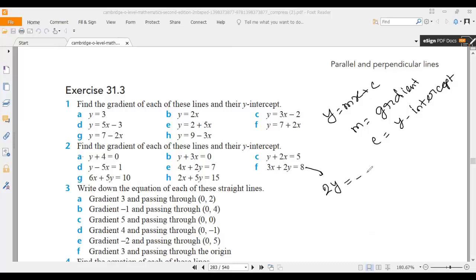Now number F, if I want to write this one in this way, then we can say 2y equal to minus 3x plus 8. Then y will be minus 3 by 2 x plus 8 by 2, which is 4.